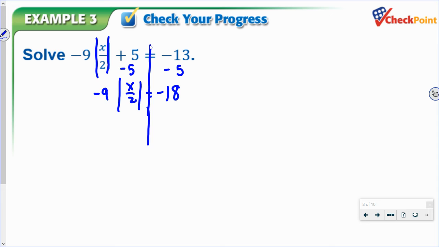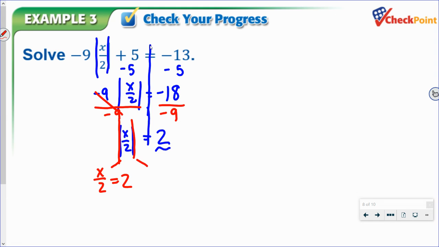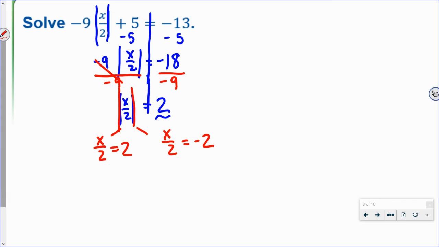I still don't have the bars by themselves. I have that negative 9 in front, so I'm going to divide both sides by negative 9. That's how I undo multiplication. And then I would get those absolute value bars all by themselves, and it equals a positive 2. So now we can split up our two equations. First equation, keep everything the same. Second equation, make the number on the right-hand side negative, because 2 and negative 2 would be the two spots that have a distance of 2 away from 0.